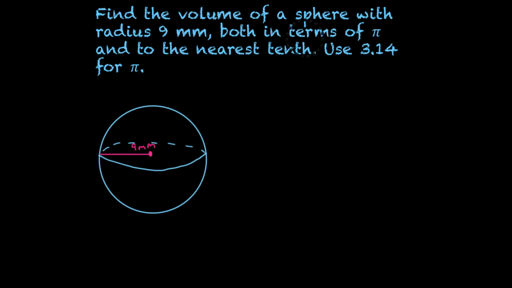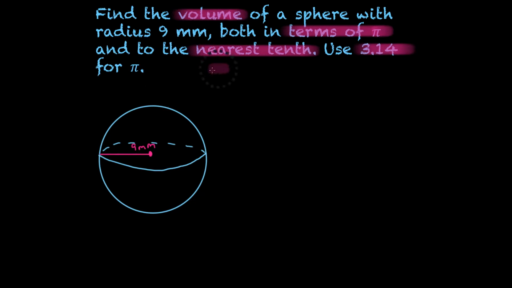So now let's go back and review through this problem real quick, and I'm going to do a couple of highlights. We're going to find the volume of the sphere in terms of pi, so I'm going to highlight that, and then I'm going to round to the nearest tenth at the end. I'm going to use 3.14 for my value for pi.